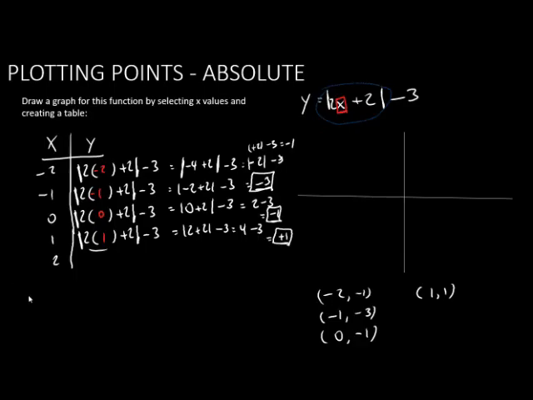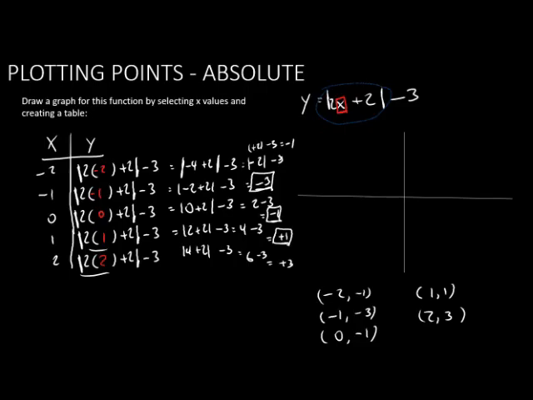Now, one more time, we'll do the math for x equals 2. We will have 2 times 2 plus 2 inside the bars. The 2 times 2 will give us 4 plus 2 inside the bars, minus 3 outside. 4 plus 2 will give us 6, minus 3. This will give us +3. Our final point will be 2, +3.